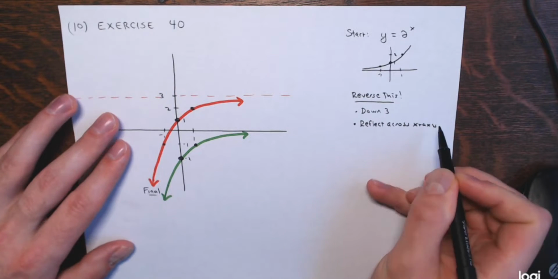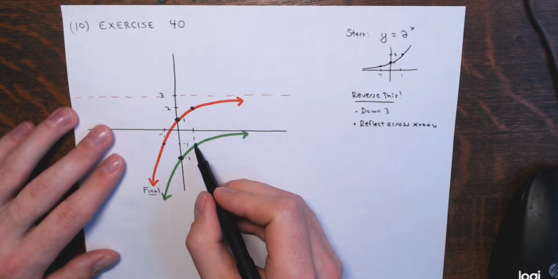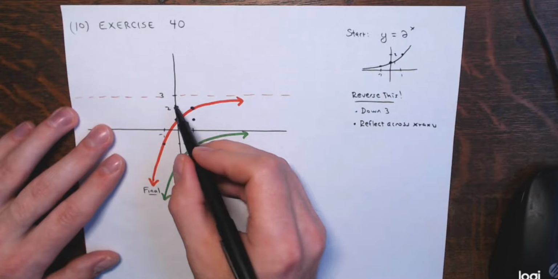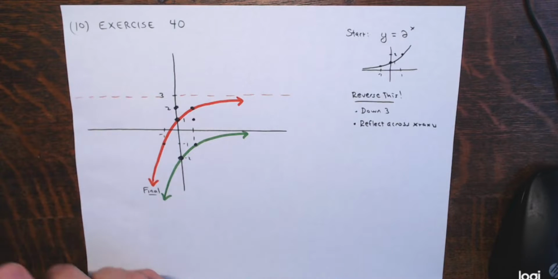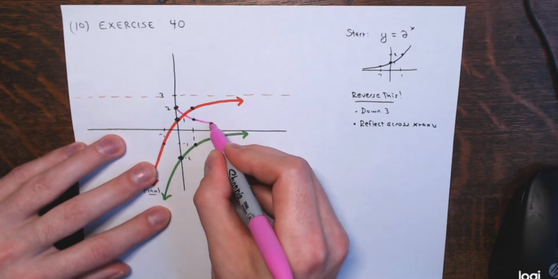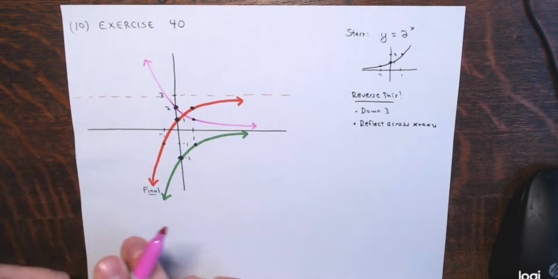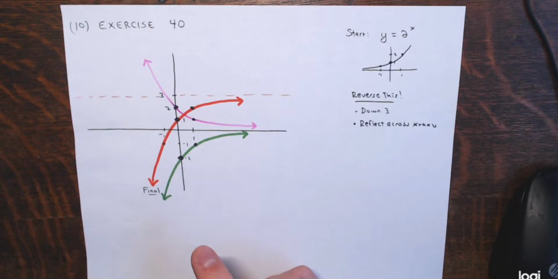Alright, and that'll cause this to happen. 1, -1 will go to 1, 1. 0, -2 will go to 0, 2. And now I have this graph. The x-axis is the asymptote now. Right? Now I'm on the pink graph. Alright, and then, not finally.